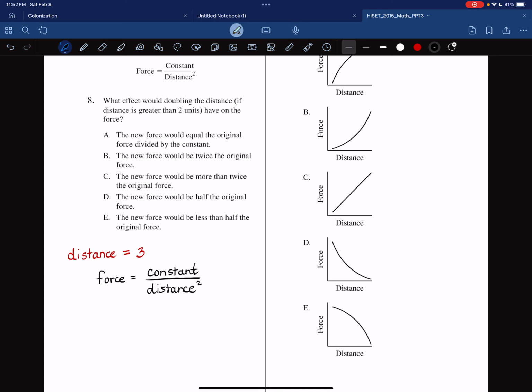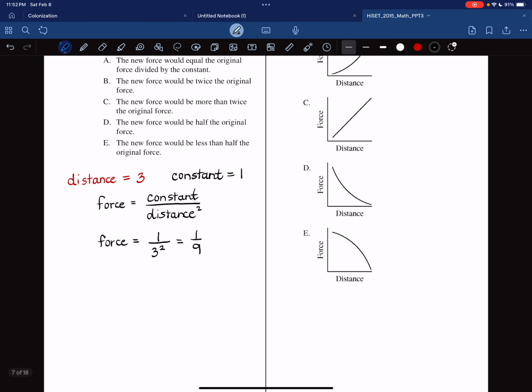That's my formula. So I'm just going to pick a constant at random, and I like a 1 because a 1 doesn't really change value drastically, but you could pick any constant you want. I'm going to use 1, and constant means it doesn't change. So for this example, I'm going to use 1 as my constant. So force equals my constant 1 over distance, which is 3 in my case, to the second power, or 1/9.